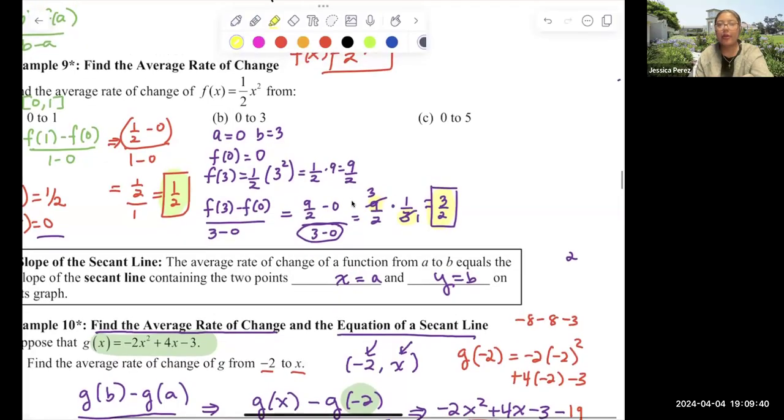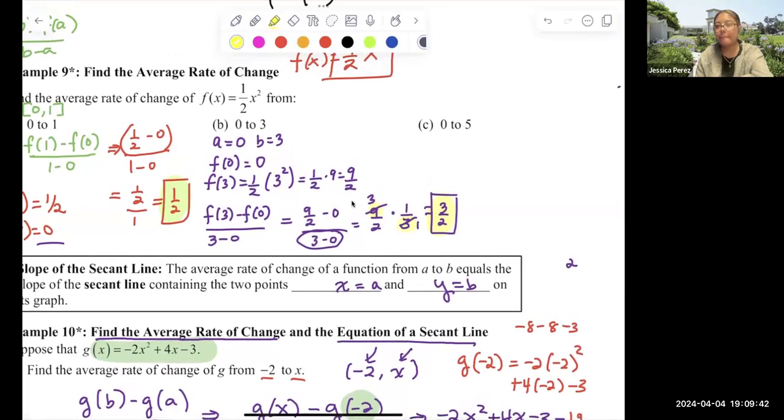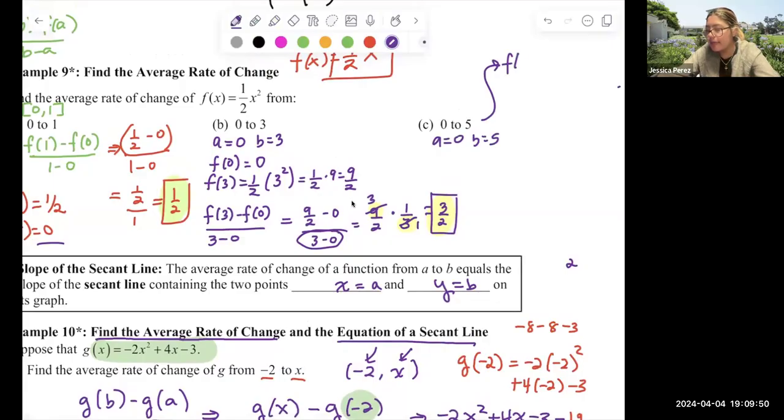Are you ready to do C on your own? I'll help you set it up. You have to find, so I know that A is 0 and B is 5. You have to find f of 5 and f of 0, but you know this one. You know that f of 0 is 0. What is f of 5?